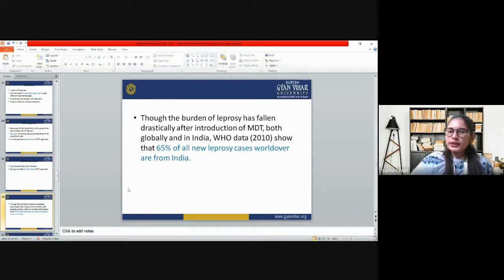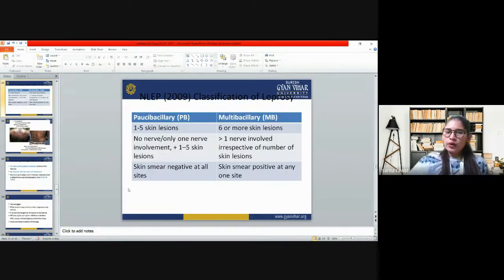Now, though the burden of leprosy has fallen drastically after the introduction of multi-drug therapy both globally and in India, WHO data in 2010 shows that 65% of all new leprosy cases worldwide are from India. Now, the NLEP 2009 classification of leprosy includes paucibacillary leprosy and multibacillary leprosy. Paucibacillary leprosy is known as PB and multibacillary leprosy is known as MB.